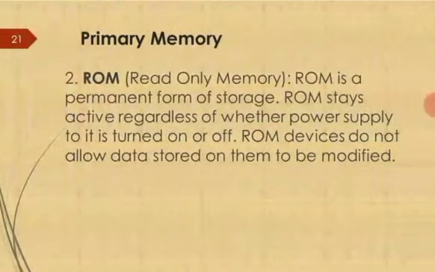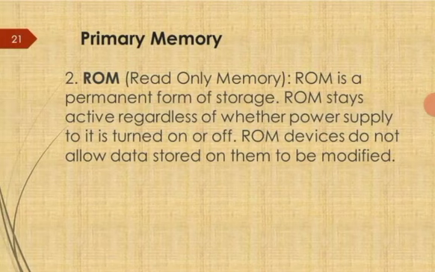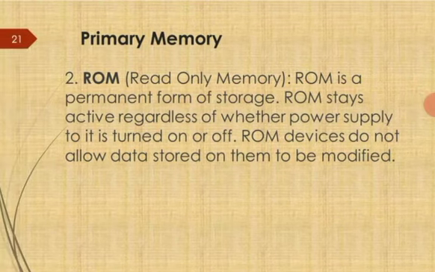Then the next thing in primary memory that we have is a ROM. ROM is a short term for read-only memory. A read-only memory is a permanent form of storage. ROM stays active regardless of whether power supply to it is turned on or off. Whether the power supply is disabled or enabled, the information, the data in it is still available. It will still remain there.